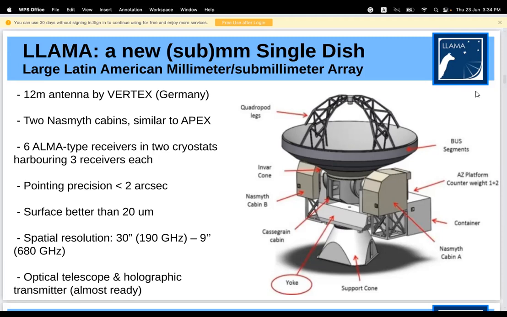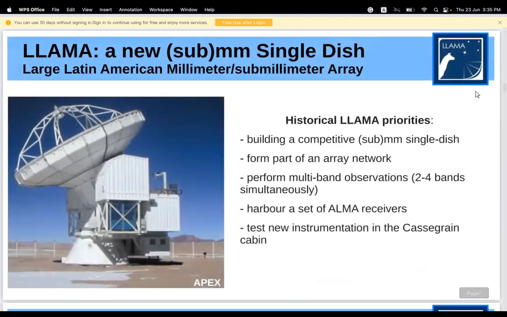The surface and all the pointing precision is similar to the antennas of ALMA, and we expect to get the same angular resolution that they get with the single dish. We also have almost ready the optical telescope for pointing and the holographic system. In Brazil, they are building the transmitter, and we are probably borrowing the receiver from ALMA to make the holography.